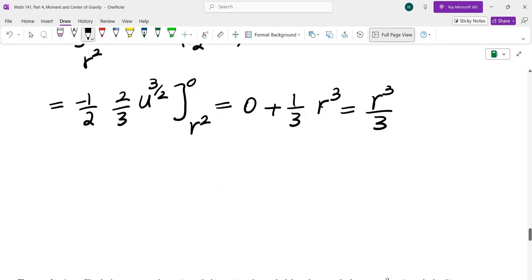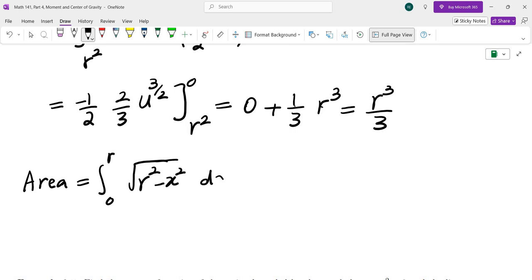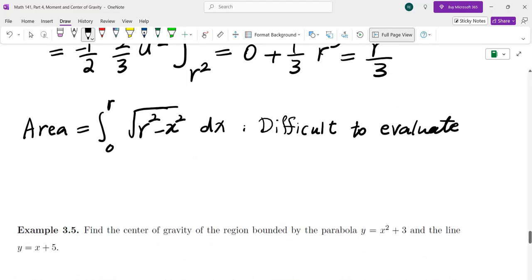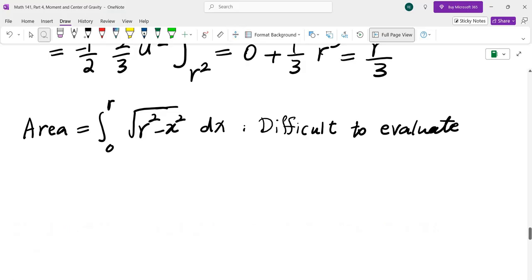And then we'll have to find the area. So for the area, you could do the integral from 0 to r of root r squared minus x squared dx. This is difficult to evaluate. We will learn how to evaluate these types of integrals later. But we don't really need this for this particular problem because we already know the area is the area of a circle. So we can just go ahead and find the area using 1/4 of pi r squared, the formula for the area of a circle divided by 4.